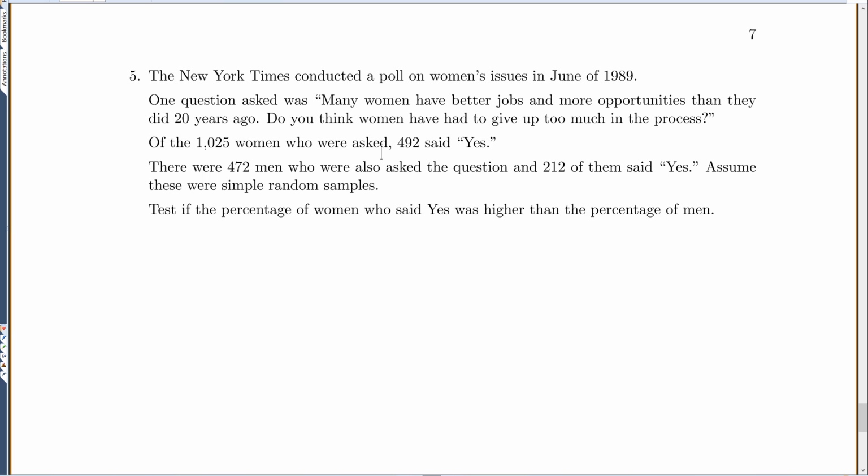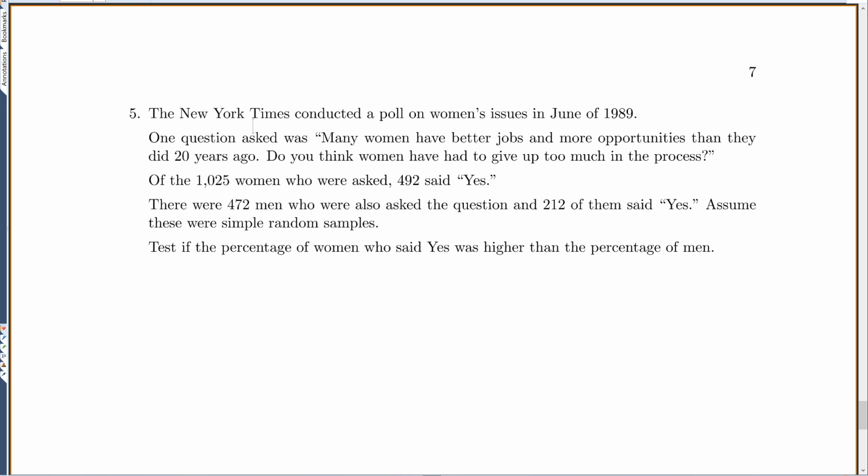And final question. The New York Times conducted a poll on women's issues in June of 1989. One question asked, many women have better jobs and more opportunities than they did 20 years ago. Do you think women have had to give up too much in the process? Of the 1,025 women who were asked, 492 said yes. There are 472 men who were also asked the same question, and 212 of them said yes. Assume that these were simple random samples. So test if the percentage of women who said yes was higher than the percentage of men.